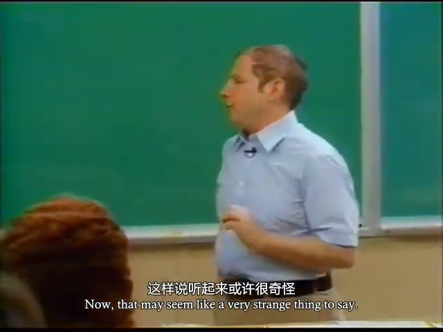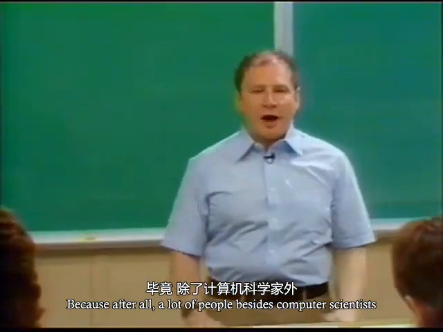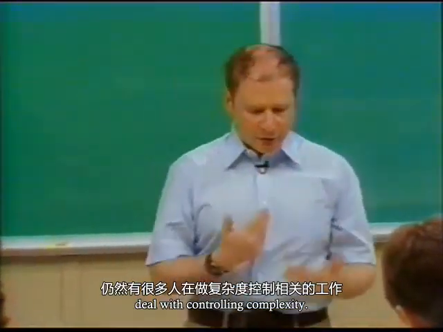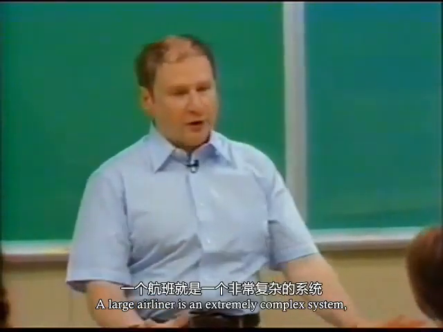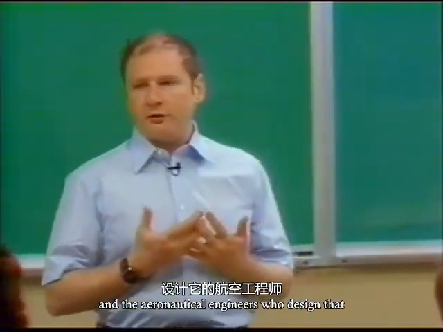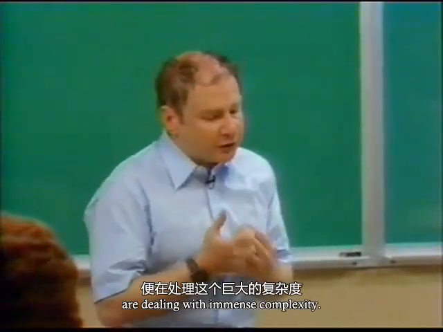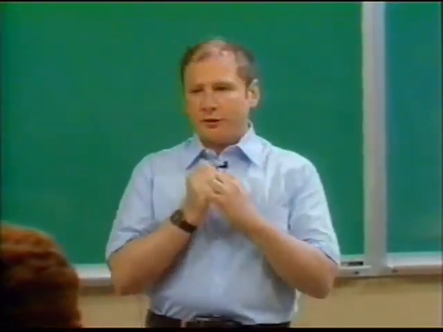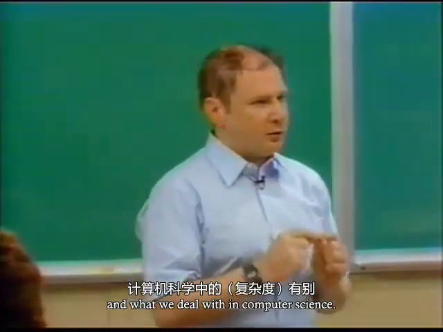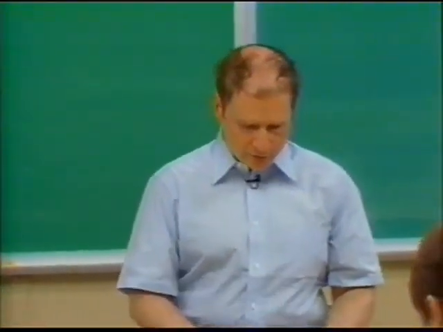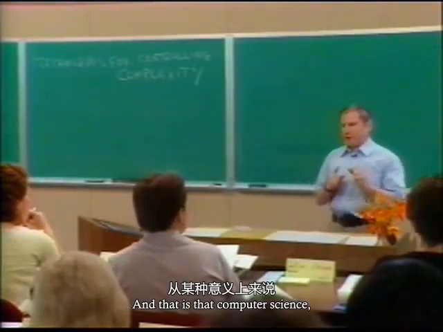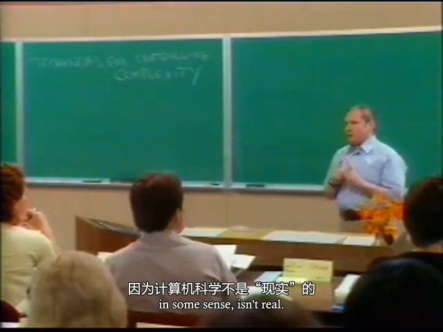Now, that may seem like a very strange thing to say, because after all, a lot of people, besides computer scientists, deal with controlling complexity, right? A large airliner is an extremely complex system, and the aeronautical engineers who design that are dealing with immense complexity. But there's a difference between that kind of complexity and what we deal with in computer science. And that is that computer science, in some sense, isn't real.